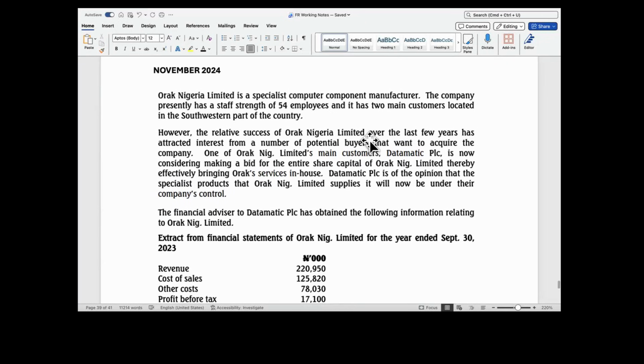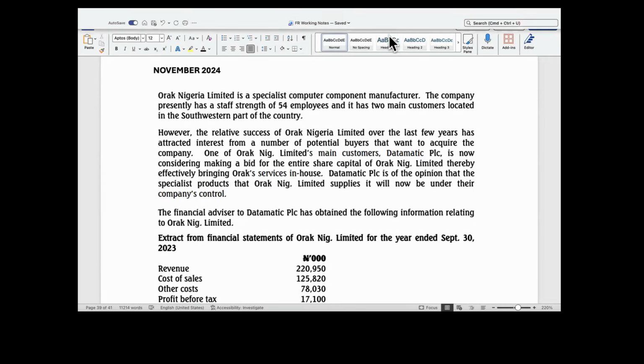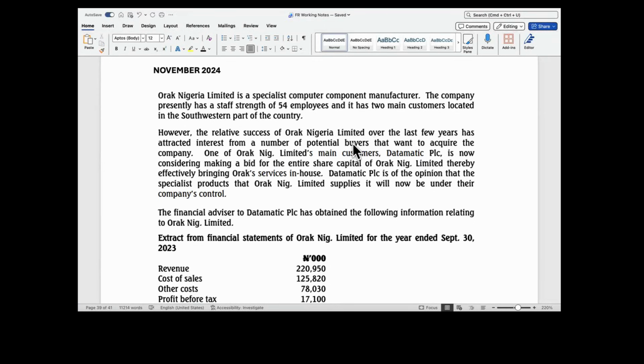Okay. Let's solve one more question before we go. Yeah, Shidera.